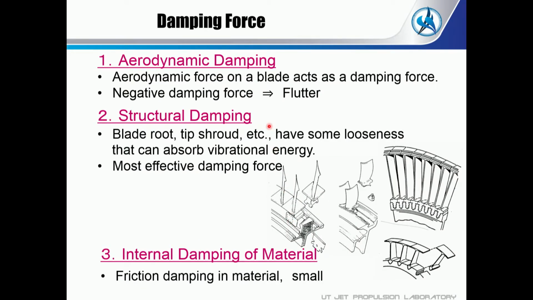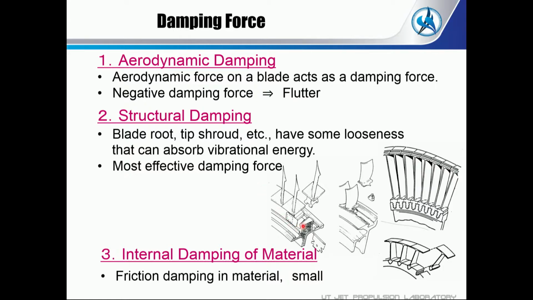And on the other hand, we have damping force in the compressor and turbine. And we have three kinds of damping force. The first one is aerodynamic damping. So usually aerodynamic force on a blade acts as a damping force. But sometimes we have negative damping force, and it's the flutter case.